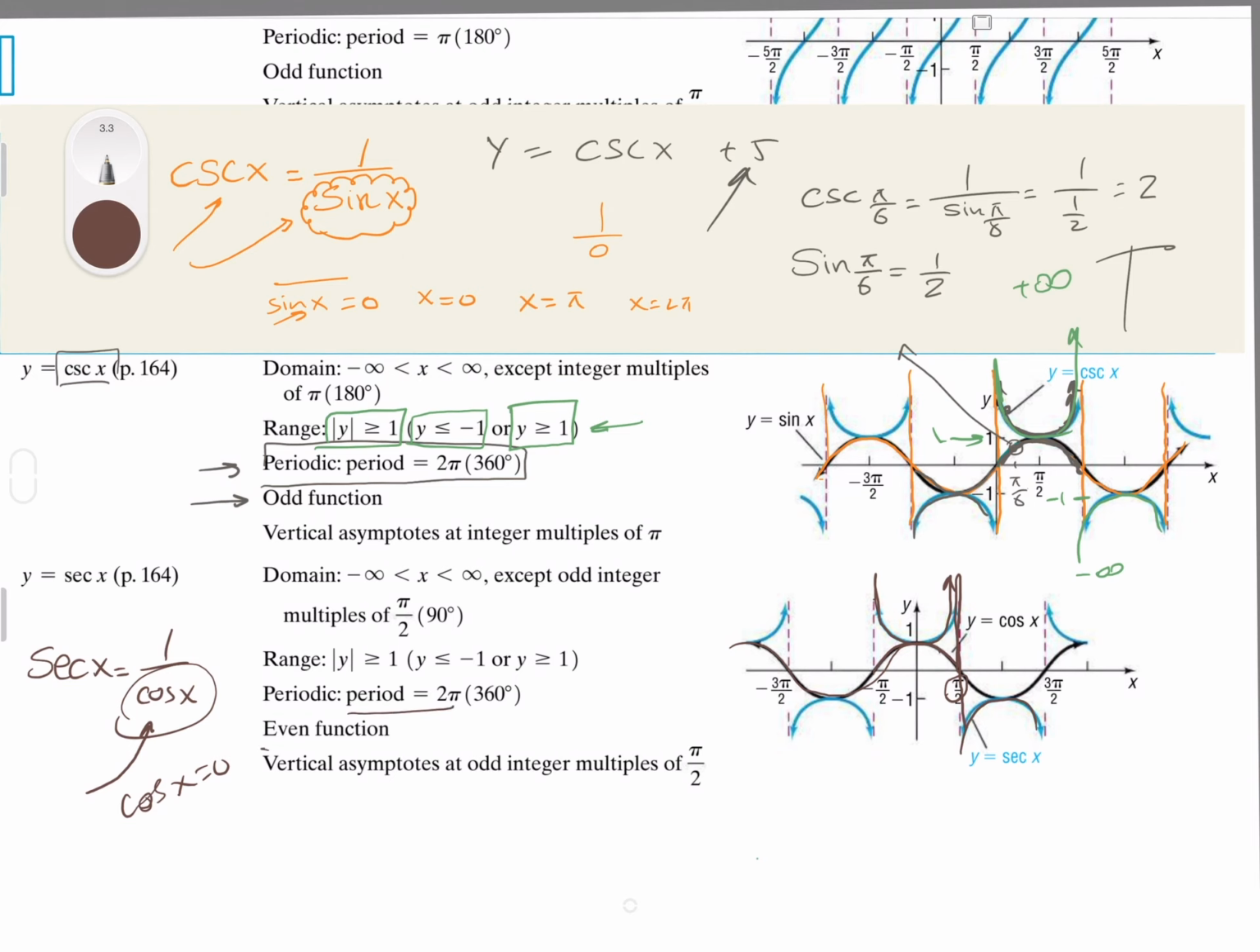The period is 2 pi, and it is an even function. We have vertical asymptotes at odd integer multiples of pi over 2. So at pi over 2, 3 pi over 2, 5 pi over 2, 7 pi over 2, we have vertical asymptotes. The domain will be all real numbers except those. So your job is to have some idea about the graphs of the 6 trigonometric functions.